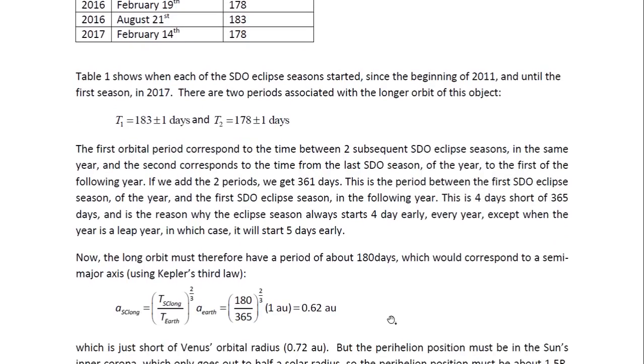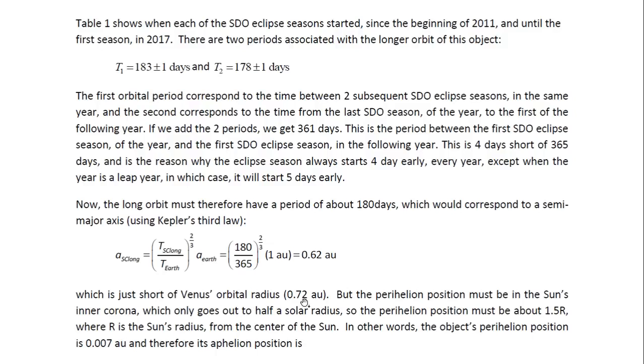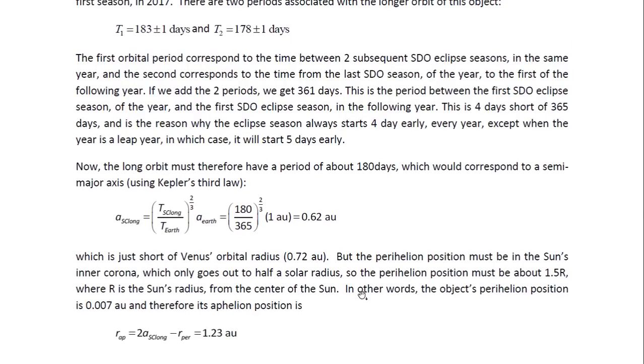Now, the long orbit must therefore have a period of about 180 days, which would correspond to a semi-major axis, using Kepler's third law, of 0.62 AU, which is just short of Venus's orbital radius of 0.72. But Venus's orbit is close to circular. This is not. So the perihelion position for this orbit must be in the sun's inner corona, which only goes out to half a solar radius. So the perihelion position must be 1.5 r, where r is the sun's radius, because this has to be measured from the center of the sun.